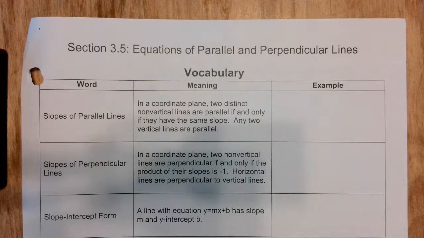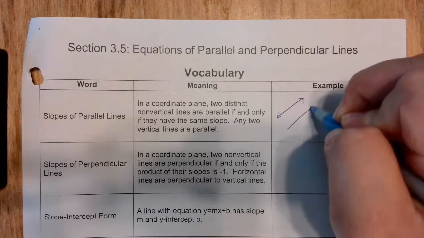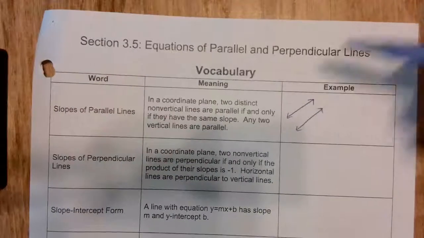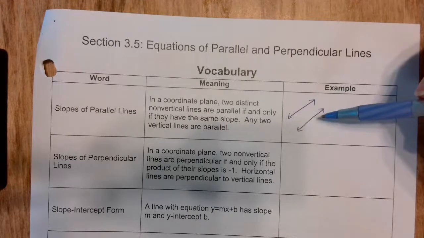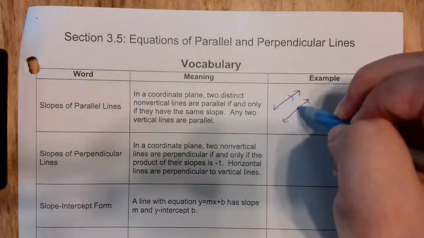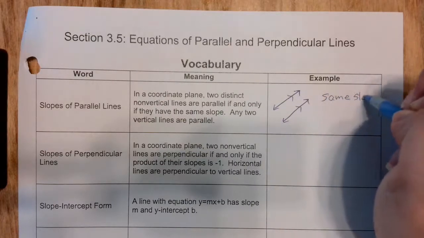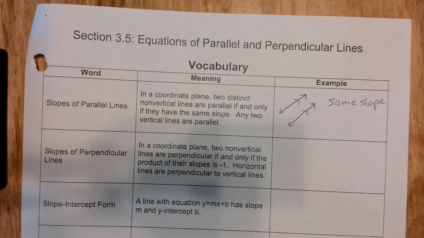The first one, slopes of parallel lines. If two lines are parallel, they have the same tilt to them. Another word for the tilt is the slope. So if lines are parallel, they have the same slope. It makes sense though. Just think of lines on a road. If they're parallel, then they're pointed the same direction. They have the same tilt, the same slope.